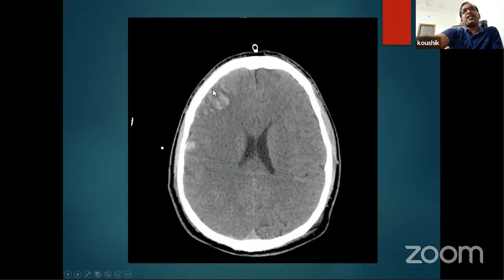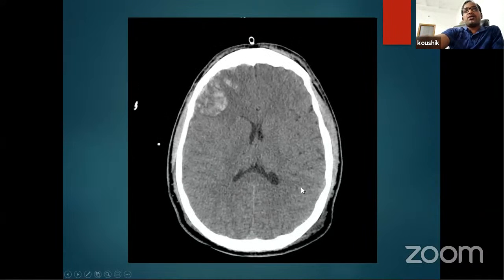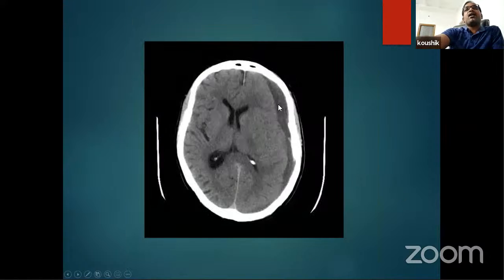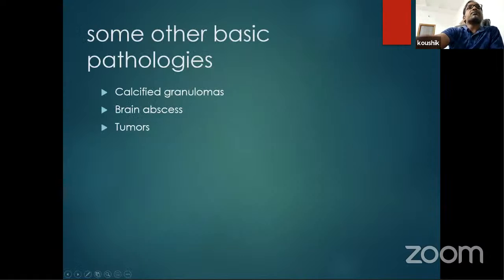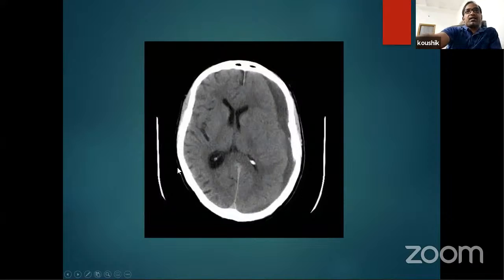Usually we may not find any fractures in this area, it is only a countercoup injury. Then here, some of the times we see a hypodense collection, near to CSF-like attenuation, fluid-like density in the subdural space. So this is a chronic subdural hemorrhage. Then we'll go into other pathologies.